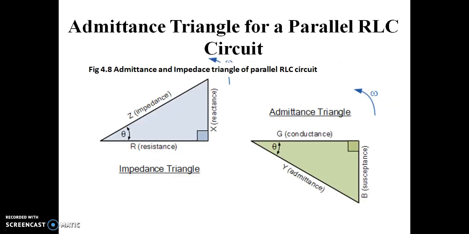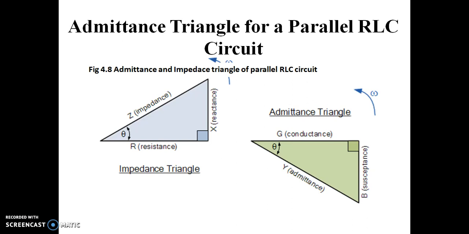Admittance triangle for a parallel RLC circuit. Admittance and impedance triangle of a parallel RLC circuit. In the first figure we have given the impedance triangle. This figure is drawn for a parallel RLC circuit. So resistance is taken as the reference and reactance is drawn accordingly. So we have got the impedance vector.